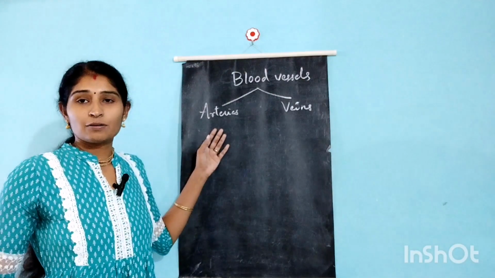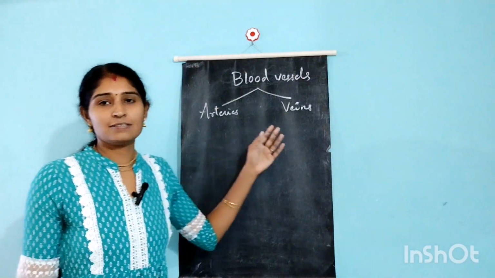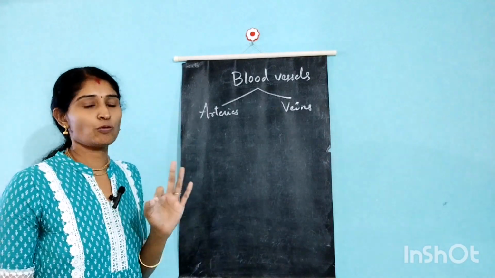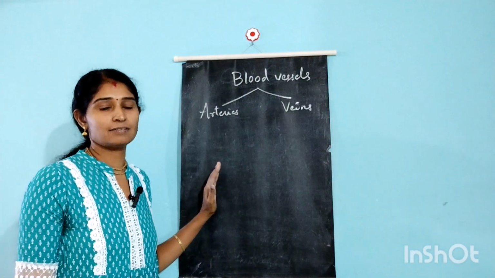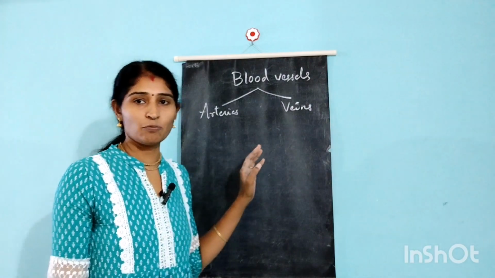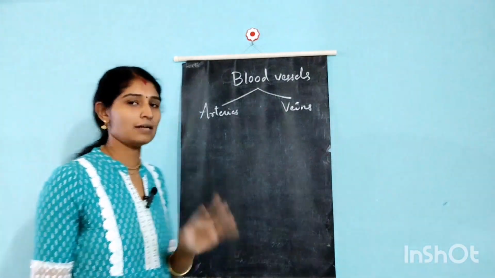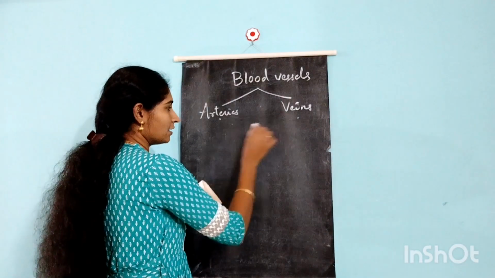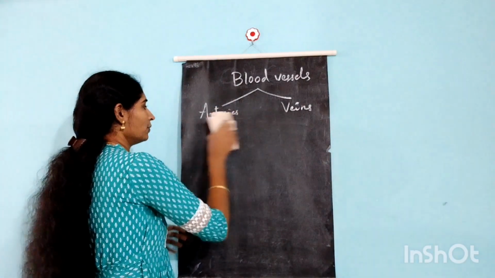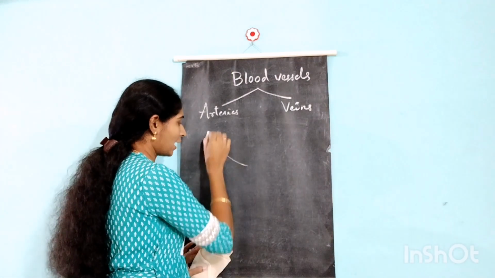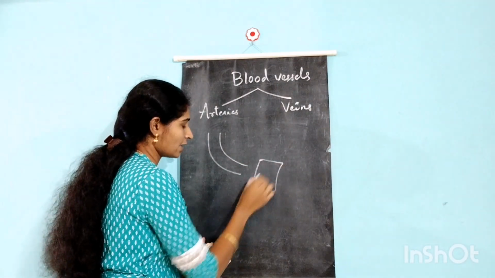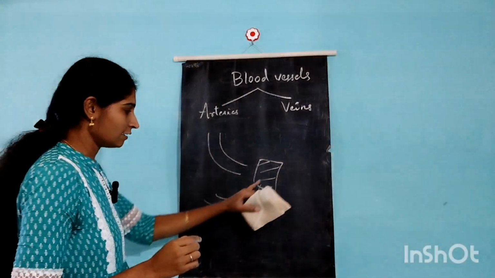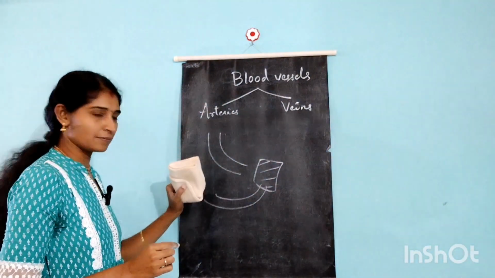Arteries are going to carry the oxygenated blood, veins are going to carry the deoxygenated blood. The exception is what? The pulmonary artery carries deoxygenated blood, and the pulmonary vein carries oxygenated blood. Clear? And how these arteries and veins are interconnected, that we need to know, because the artery is going to carry the blood towards the tissues, and from there the veins are going to carry the deoxygenated blood towards the heart, right?